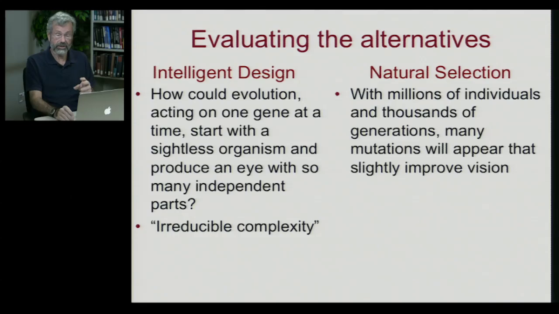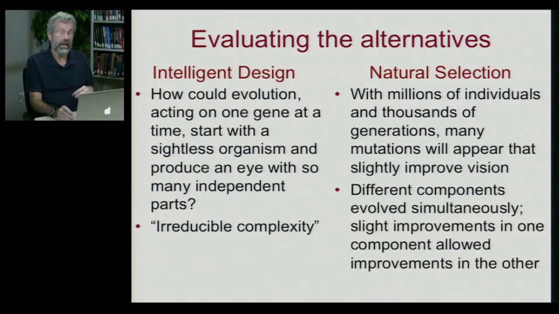Well, natural selection, on the other hand, we reckon that, well, think of any given species on Earth, and there's millions of individuals in the population. And over thousands of generations, with a constant small mutation rate, there will always be a series of mutations, and some of them, by chance, may slightly improve vision. And each one of these components of vision, whether it's being able to focus, to be able to view at night, to be able to see colors, these can all evolve simultaneously. And slight improvements in one component can allow for improvements to catch up in some other component.